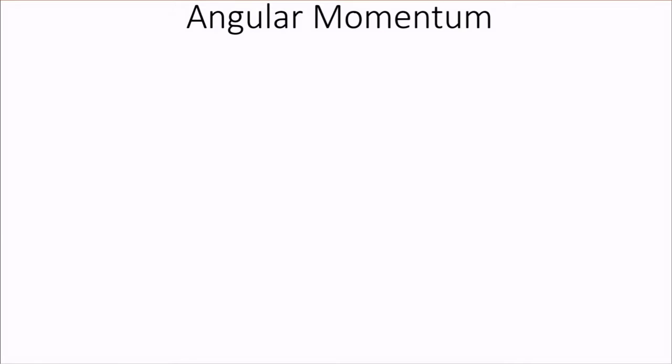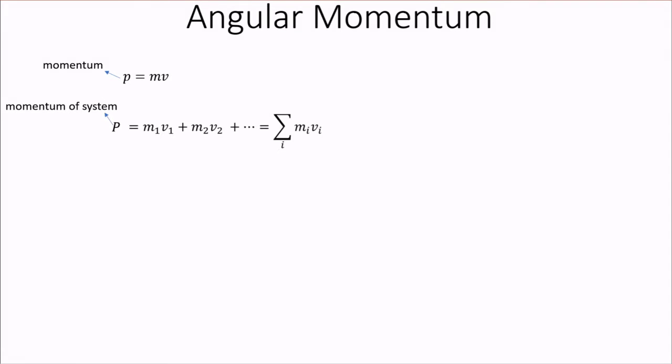Hello! In this video we will talk about angular momentum, and we will explore the consequences of the conservation of angular momentum. Previously we have seen linear momentum, which is just the mass times the velocity. We also discussed that not only does a single particle have a defined momentum, but we can also define a momentum for a group of particles by simply adding together the momenta of all the particles in the system.